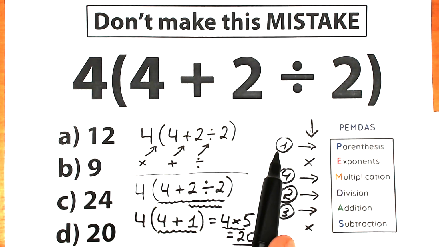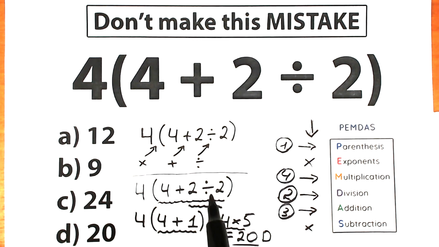So the first step, parentheses. Inside parentheses we have addition, division, so we need to find what mathematical operation has the higher priority. So division has the higher priority than addition, so we divide 2 divided by 2. Final step, third step inside parentheses, this is addition. And our last step is multiplication. So 4 times 5, this is our fourth step, and we have our 20.